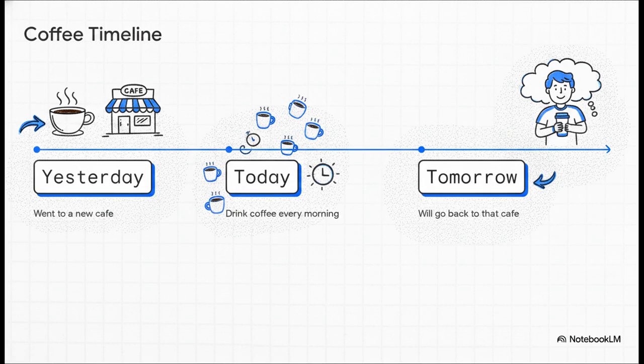We start in the past. Yesterday, I went to a new cafe. Bam, that's your simple past, a finished story. Then we move to the present routine. Every morning, I drink coffee. That's your simple present, a daily habit. Finally, we look to the future. Tomorrow, I will go back. Simple future, a plan. 3 tenses, 3 time zones mapped perfectly onto a single thread of a person's life.